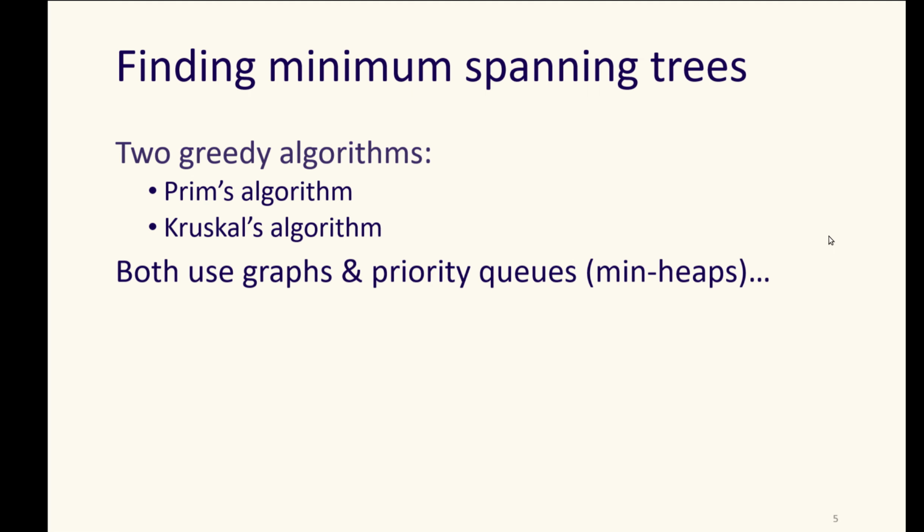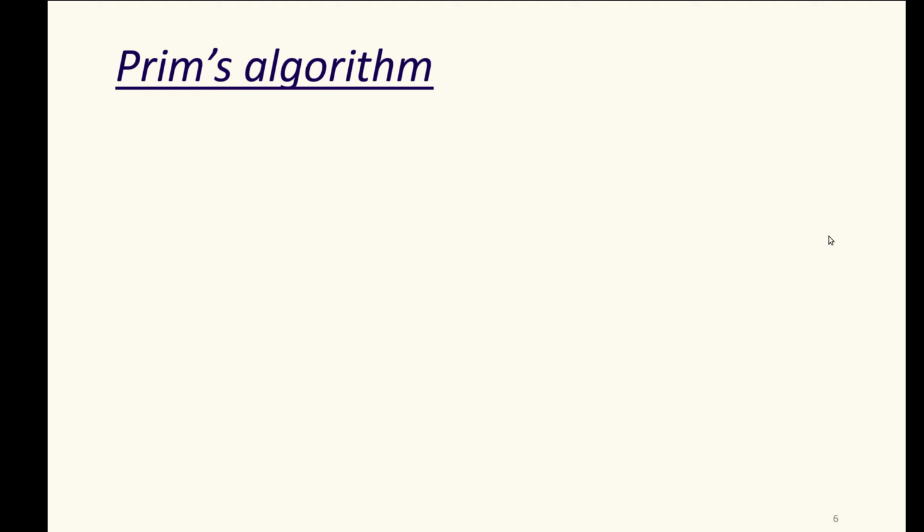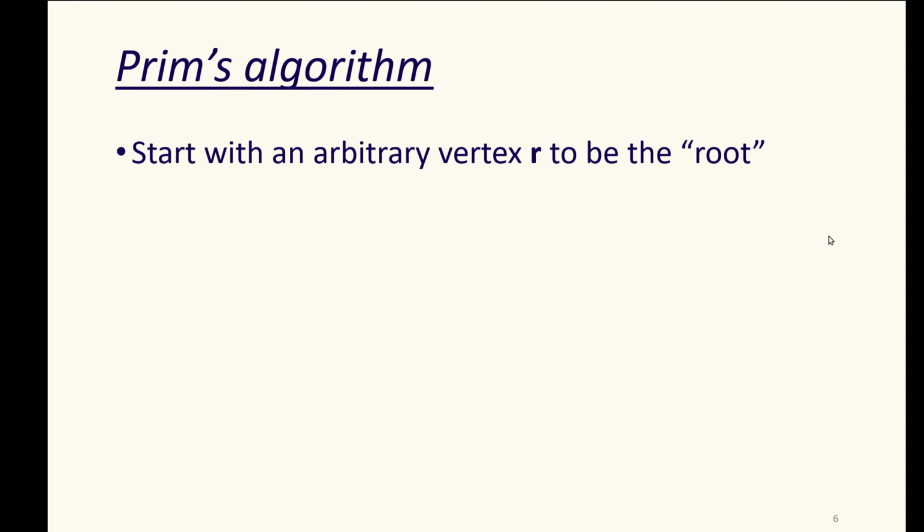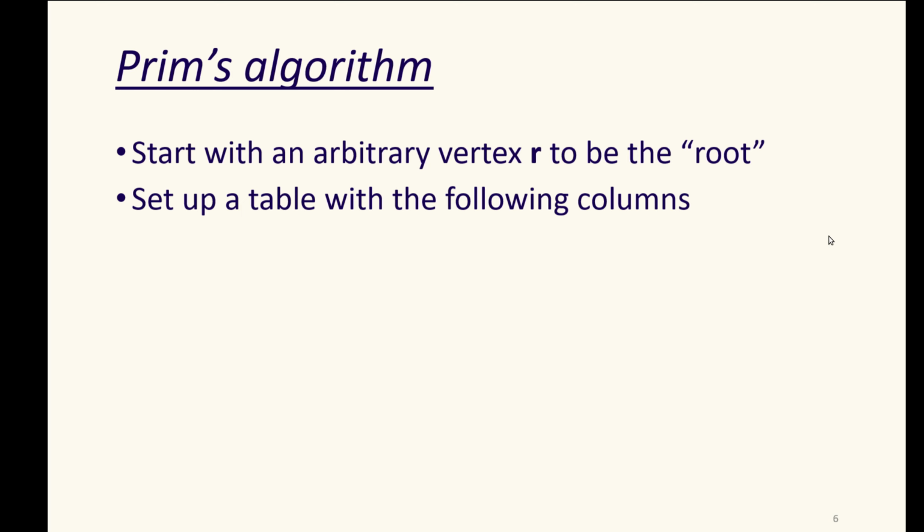To find minimum spanning trees, we'll use two different algorithms. The first one that we'll look at is called Prim's algorithm. They both will use priority queues, or min heaps as we also know them, to try to make decisions about what to pick when trying to build these spanning trees, these minimum spanning trees. Prim's algorithm allows us to start with an arbitrary vertex that we'll call R and treat it as the root of our spanning tree that we're building.